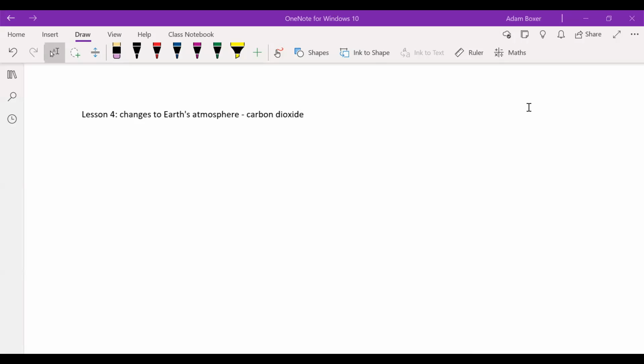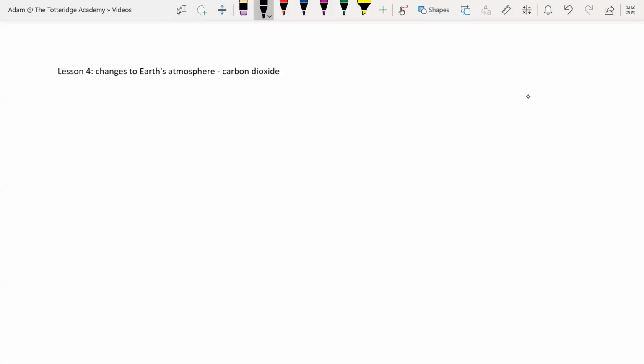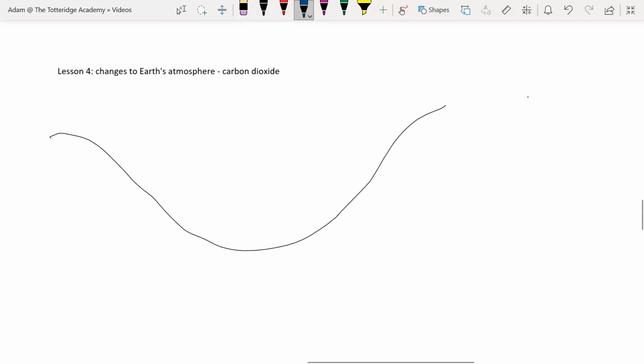So what we've been looking at till now is Earth's atmosphere and how it's changed over time. And today we are going to be looking at carbon dioxide and how that's changed over time. So just by way of starter, we'll revisit a diagram that we've seen before. That looks a bit like this.